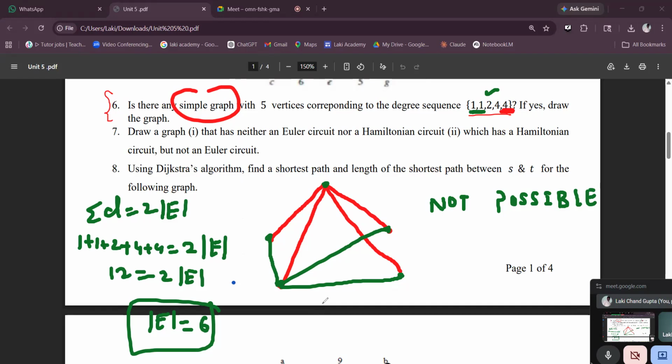The minimum edges required will be 6, right? But here you can see for 5 vertices, 7 edges are there. Still, it is not satisfied because you are not getting the degree 1, 1 vertices, right?